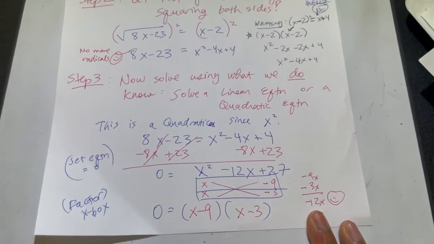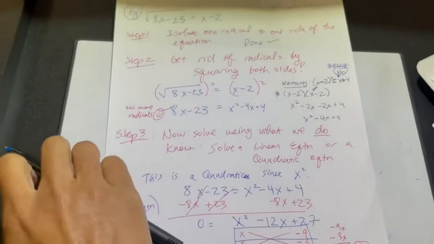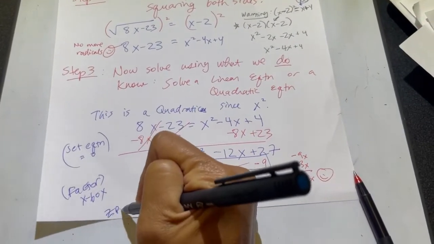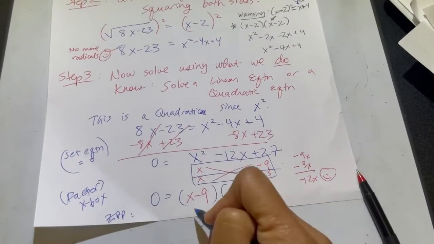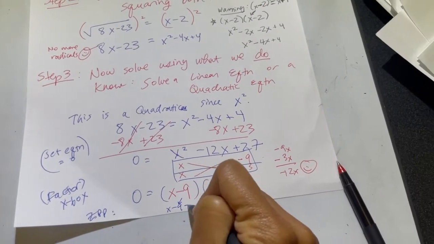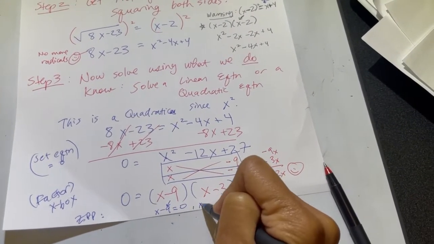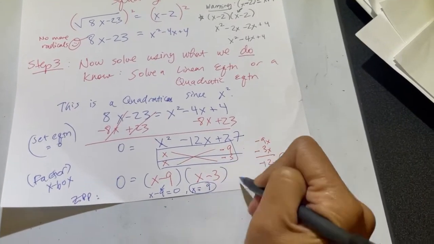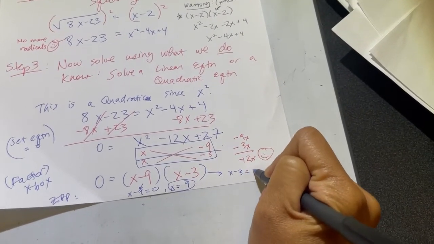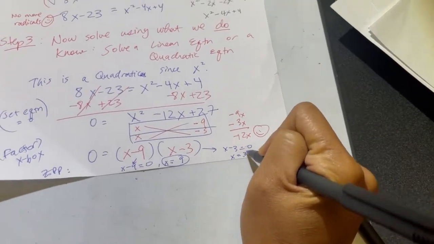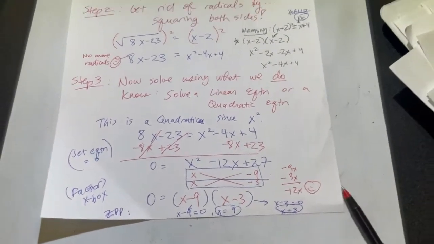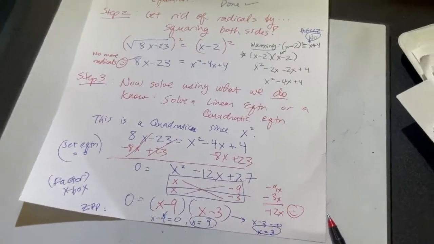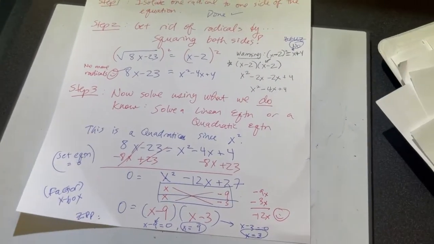What property do we use next? We got the ZPP. Yeah, you know me. So when we do that, x minus 9 equals 0. So what is x equal to? 9. And then we have x minus 3 equals 0. So what is x equal to? 3. Awesome, possum.